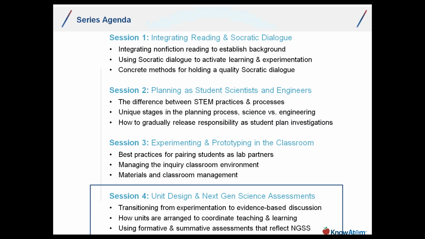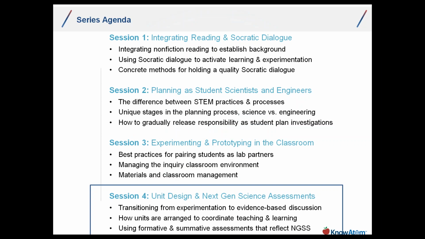The other sessions in the series are available on demand. Session 1 focuses on integrating reading and Socratic dialogue. Session 2, planning as student scientists and engineers. Session 3, experimenting and prototyping in the classroom. And again, session 4 on unit design and next generation science assessments.